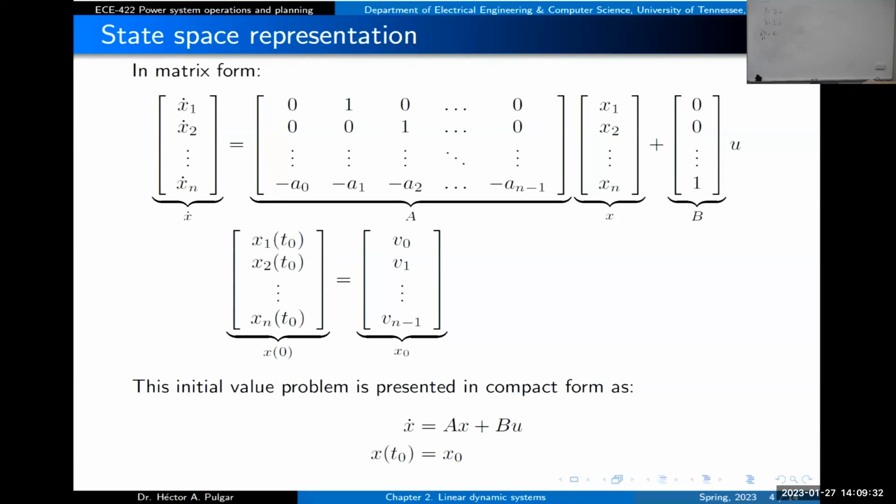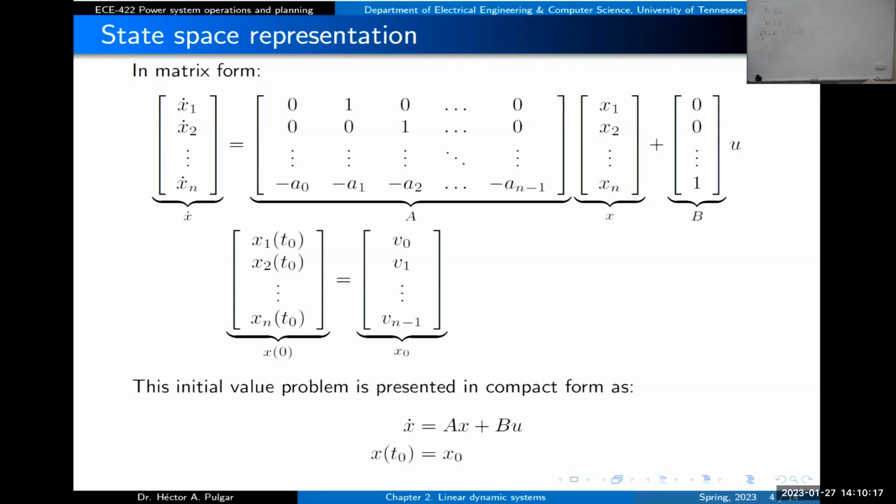For x2, we will have something similar, but in this case, all of them are zero except the third column. So x2 dot is going to be equal to x3, and we will continue in that fashion. When we move to the other variables, we observe that everything is zero, except these terms above the diagonal that are 1. Only those above the diagonal are going to be 1, until the last equation. In the last equation, we have the coefficients of our single n-order differential equation from our system.